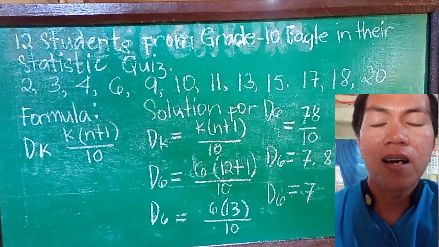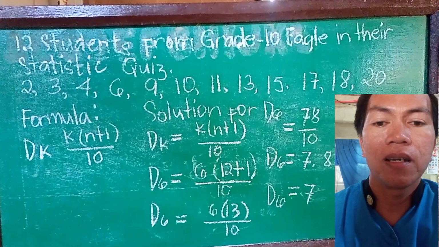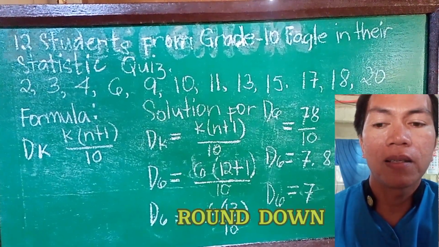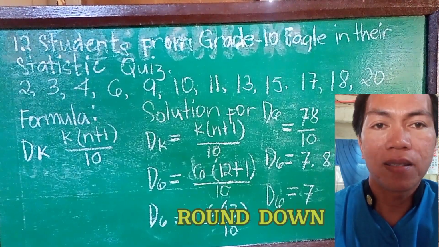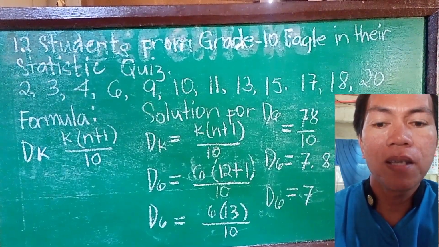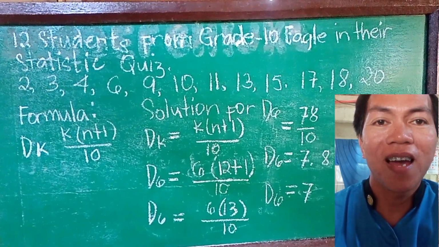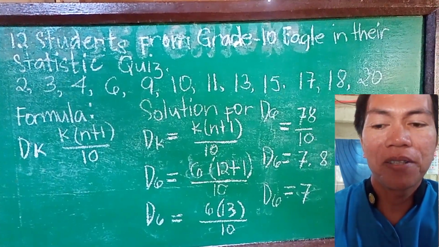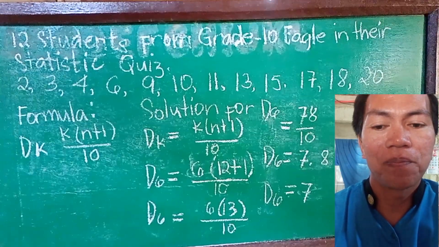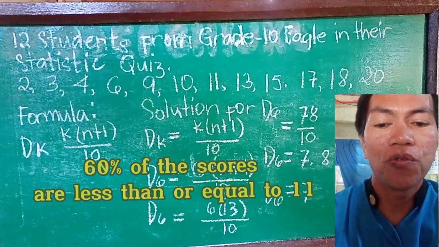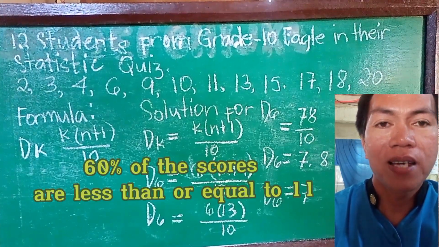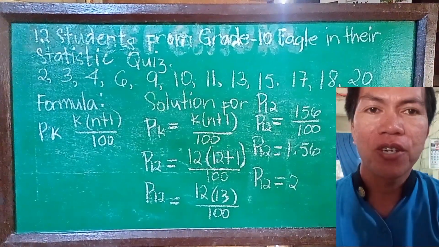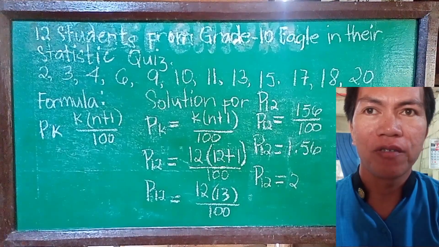Meaning to say, ang 7.8 na sagot natin ay i-round down natin, kaya naging 7 na lang ang ating sagot. So, ang pang-7 na score ay 11. Now, kung i-interpret naman natin ang ating answer, 60% of the scores are less than or equal to 11. And last, we solve the location of percentile 12.